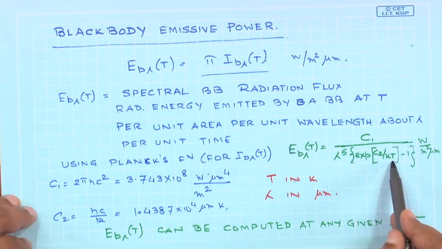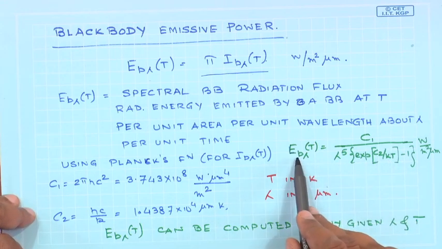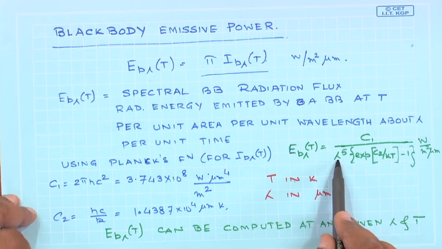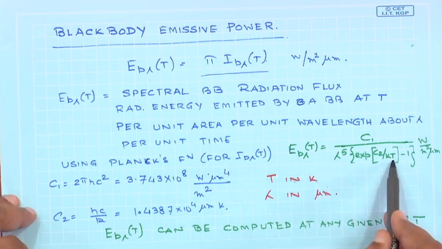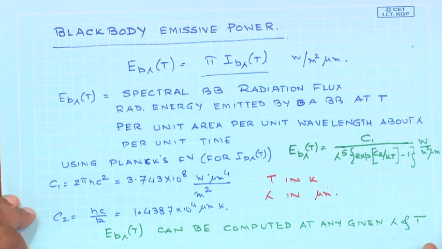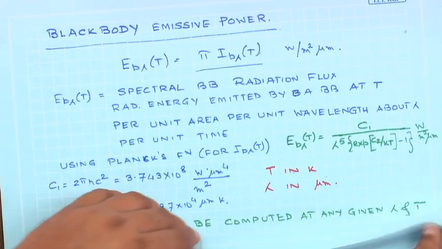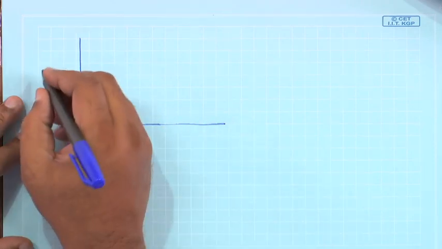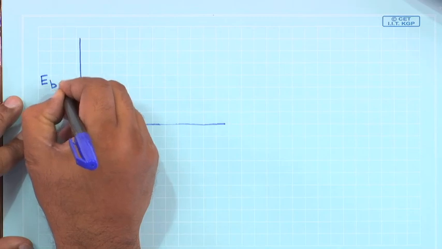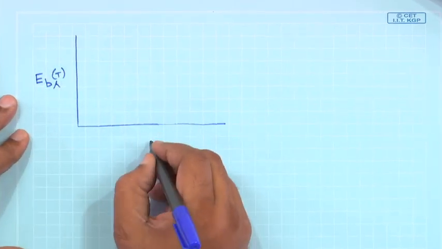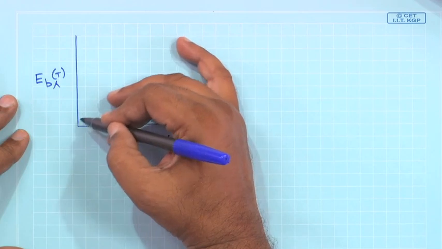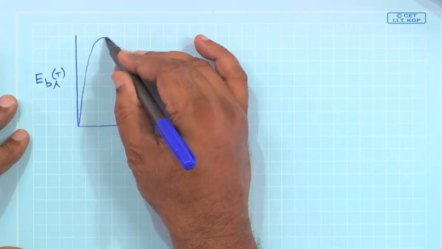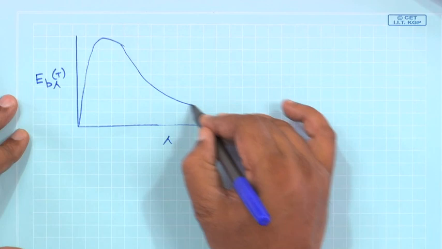So, I fix lambda, I fix T and plot E b lambda as a function of lambda, and then I choose a different value of temperature and plot this again. Therefore, this would result in a family of curves which would look something like this. So, the variation of E b lambda T as a function of wavelength will show variations like this.